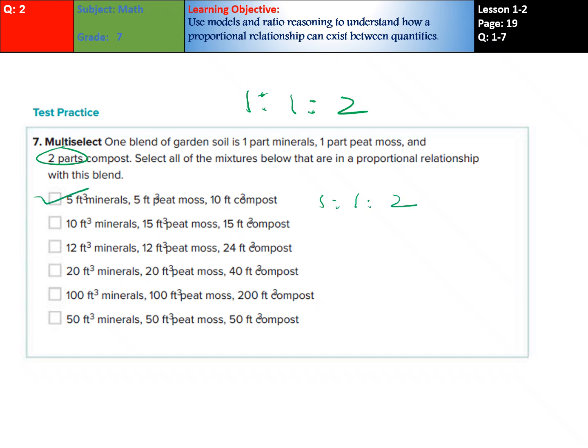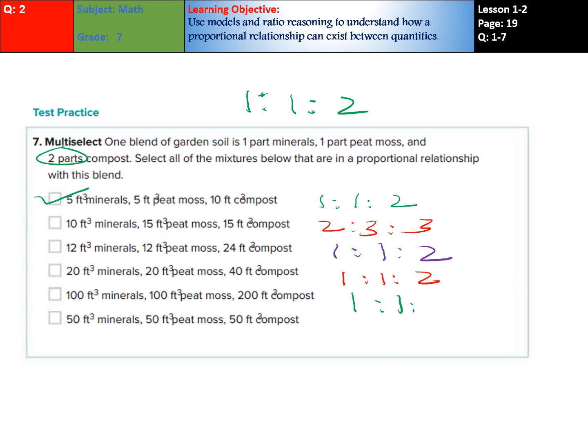So this is correct. Then 10, 15, 15. If I convert it, I divide it by 5, it will give me 2, 3, 3. So no. Here 12, 12, 24. 12 one time, 12 one time, 12 two times. So it is yes, 1, 1, 2. Now 20, 20, 40. It is also a yes. It is 1, 1, 2. Here 100, 100, 200. Again a yes.